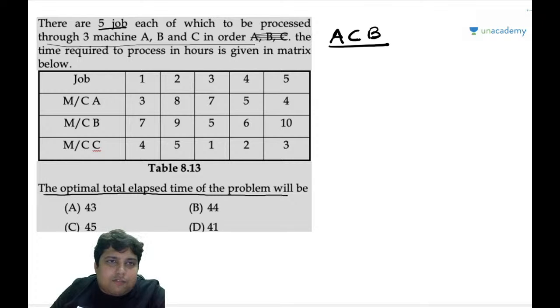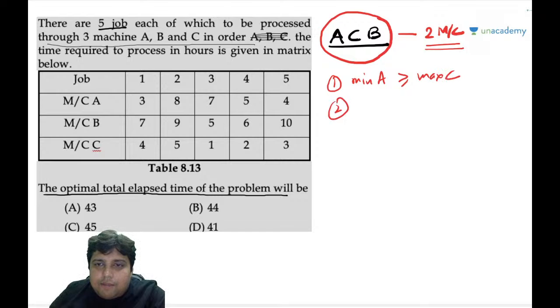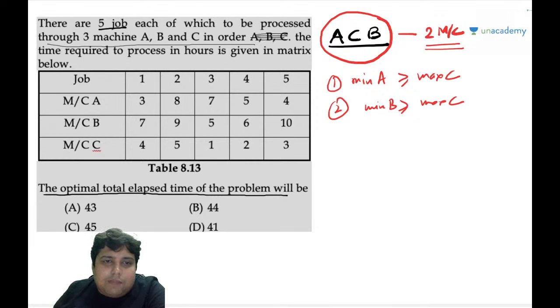So, first of all, if I want to solve this problem, I must understand that I will have to first convert this 3 machine problem into a 2 machine problem. Whether that will be possible or not, remember the two conditions. The conditions were: minimum of A should be greater than or equal to maximum of C, and minimum of B should be greater than or equal to maximum of C. So what is the minimum value of A?